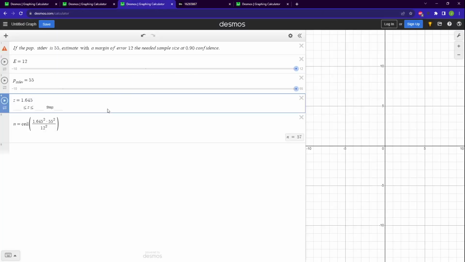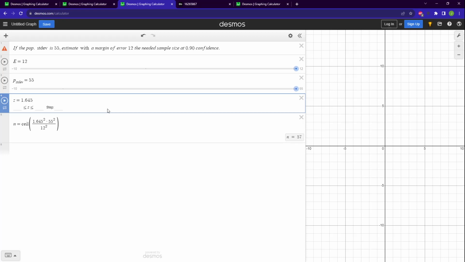If you're not sure where that came from, then you should double check those timestamps for the Unit 3 lecture videos. So you might say, well, this seems straightforward. Why the hell are we using Desmos for this? Simple, because for sample sizes, you have to round everything up.